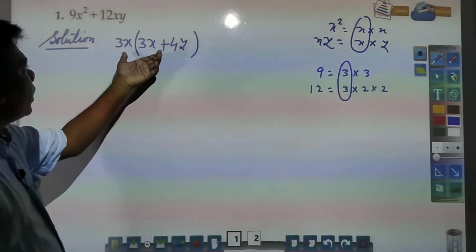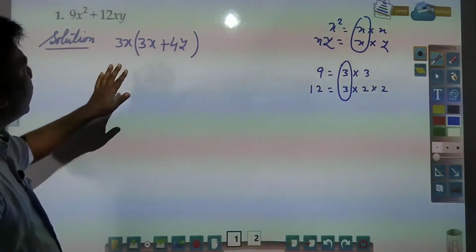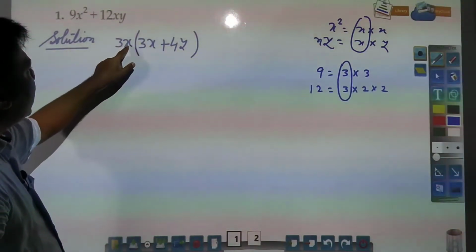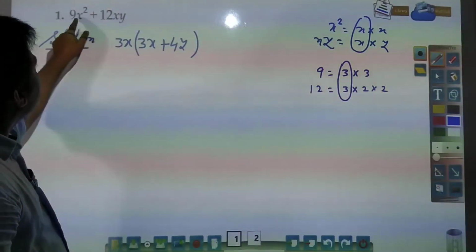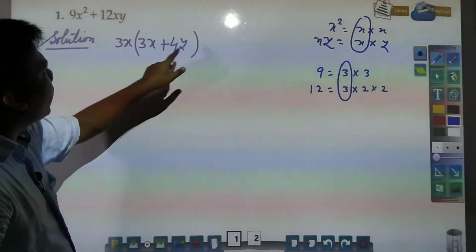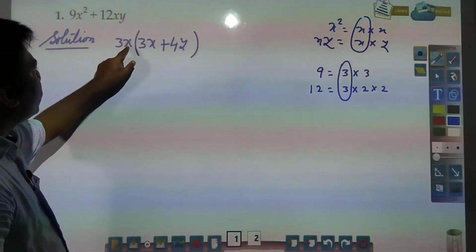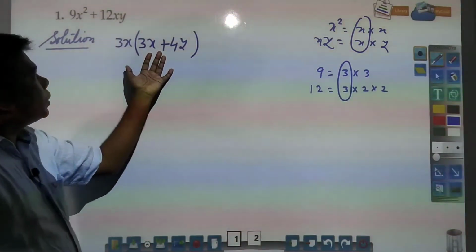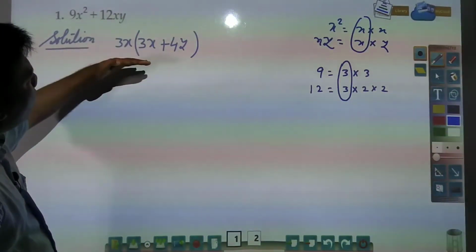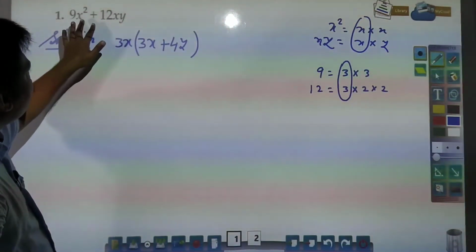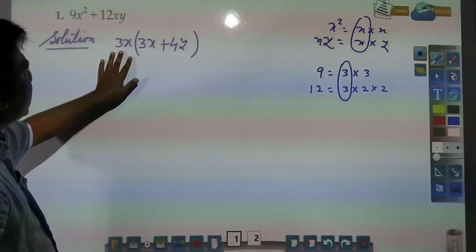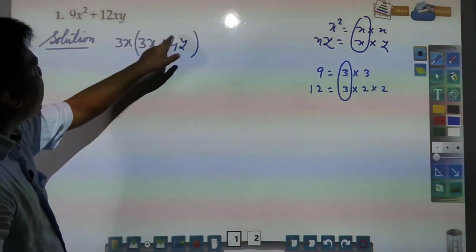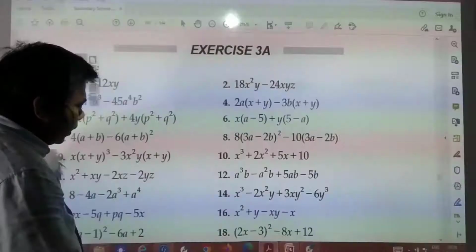If you need to check whether what you have done is correct or not, just multiply this. 3 into 3, 9, x into x, x square, 9x square. 3x into 4y: 3 4s are 12, into x into y. So you have got 12xy, it means this is correct. This is a very simple question. In this way only, other questions should also be seen properly: what common you can take out, and then if you want to check whether your answer is correct or not, just multiply and check that.